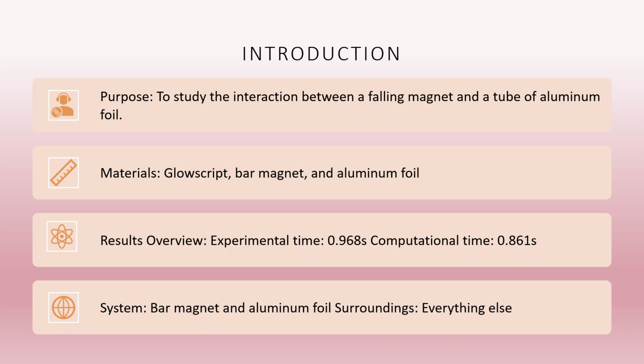So the purpose of this lab was to study the interaction between a falling magnet and a tube of aluminum foil. The materials included GlowScript, a bar magnet, and aluminum foil. And the results overview was that the experimental time was 0.968 seconds and the computational time was 0.861 seconds. So the system was the bar magnet and aluminum foil, and the surroundings are everything else.